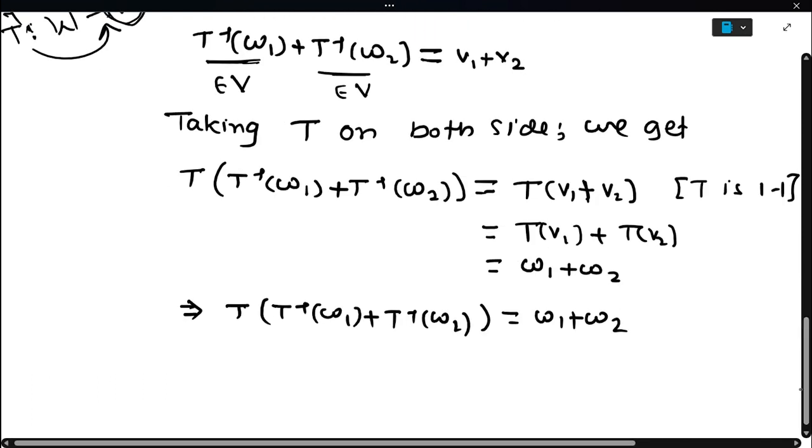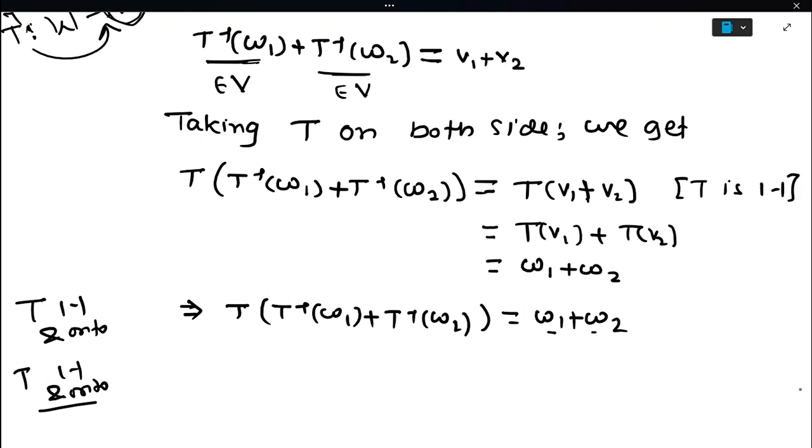Now since T is 1-1 and onto, T inverse will also be 1-1 and onto. So since this is an element of W, this is an element of W, and since this is an element of V, when we operate T on the element of V, we get an element of W. So the whole is an element of W.